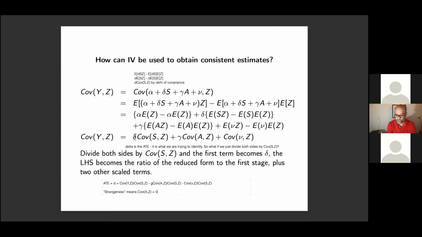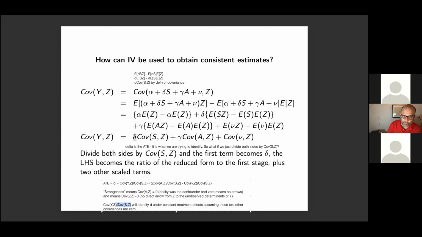Exogeneity means covariance AZ equals 0. Ability was the confounder, and 0 means no arrows. Exogeneity means covariance AZ equals 0 and covariance VZ equals 0, right? No direct arrow from Z to the outcome, and none from the unobserved determinants of Y. If those are 0, then covariance YZ divided by covariance SZ will identify D under constant treatment effects, assuming those two other covariances are 0.